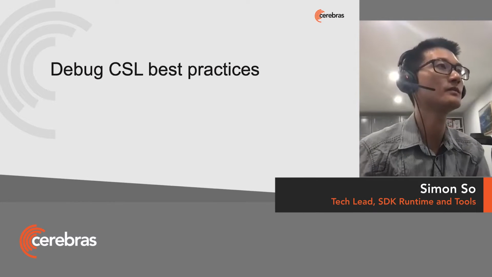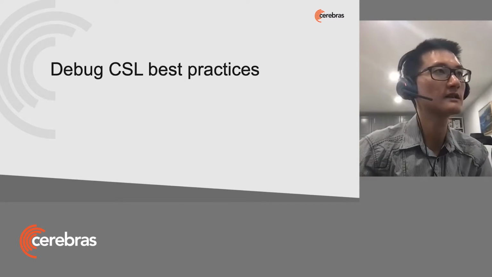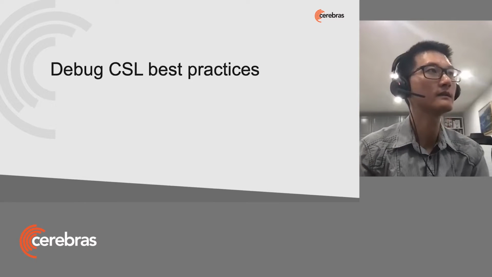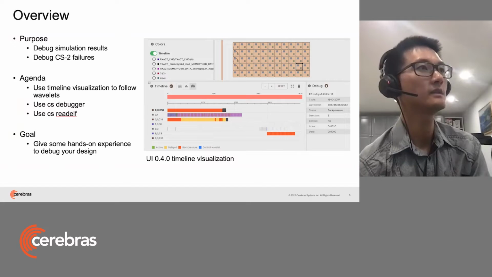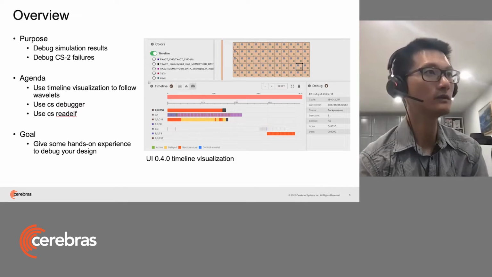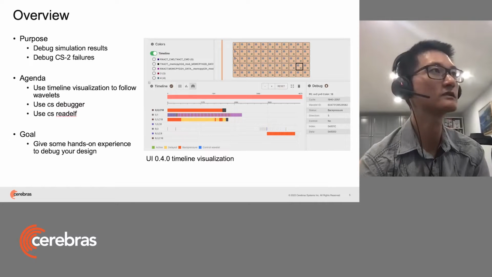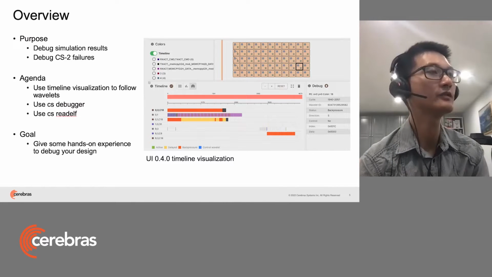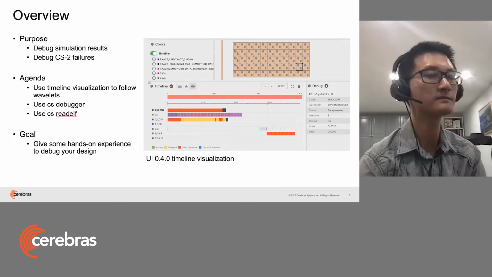So today we are going to talk about debugging CSL best practices. We know that through previous releases, debugging is very important. So in today's talk, we want to focus on how to understand your simulation results, and if your code has any failures on the CS2 or hardware failures, how do you go about debugging these problems?